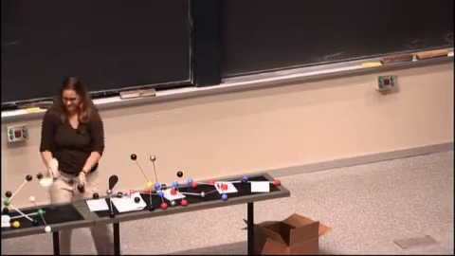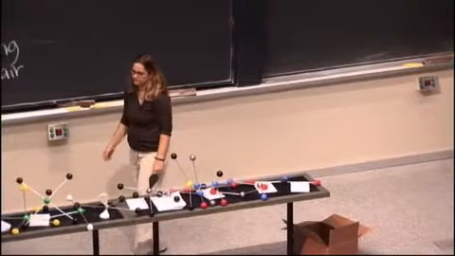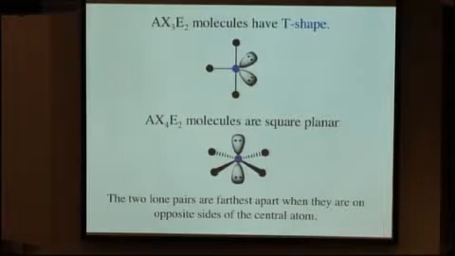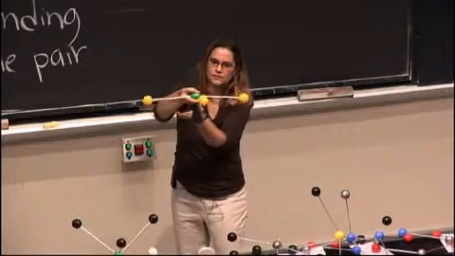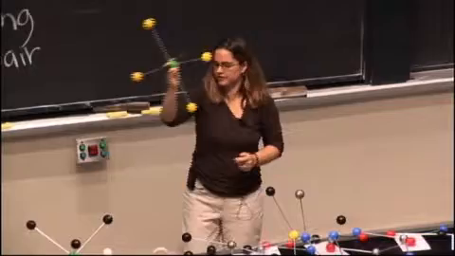See, these aren't too hard to remember, the geometry names. And we also can think about if we have AX4E2. So now, in order to get our lone pairs as far away from each other as possible, they're going to be on the axial positions, and this is called square planar. So this is easy to remember: square, also planar.